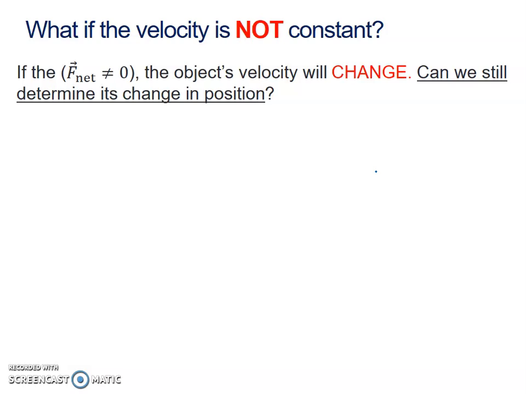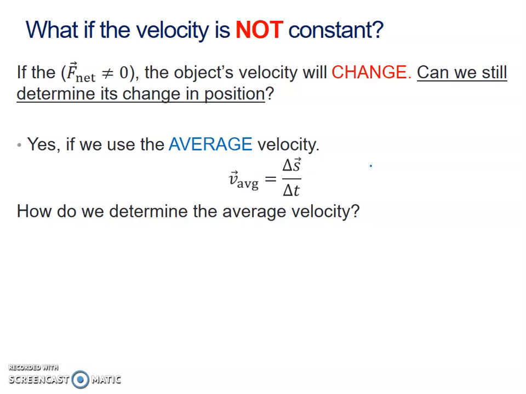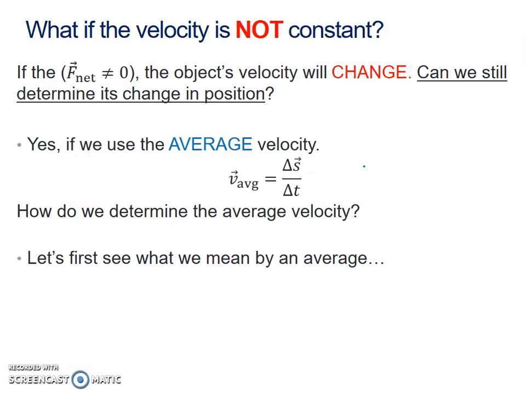Now, what if the velocity is not constant? In the last chapter, we talked about acceleration, and acceleration by definition is the rate of change of velocity. Can we still determine the change in position if our velocity is not constant, if it changes? And the answer is yes, if you can find the average velocity, which we just talked about on the previous page. So how do we determine the average velocity? Okay. Well, let's talk a little bit about what average is, first of all.